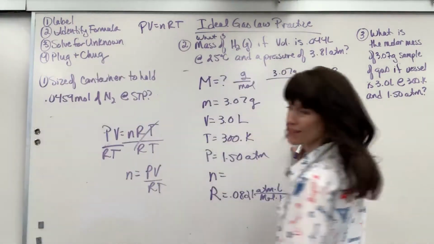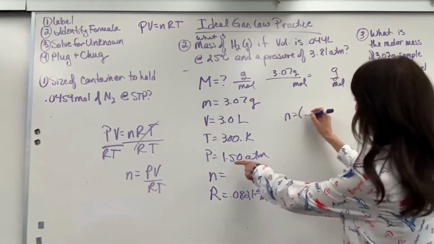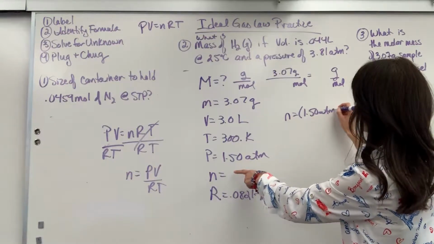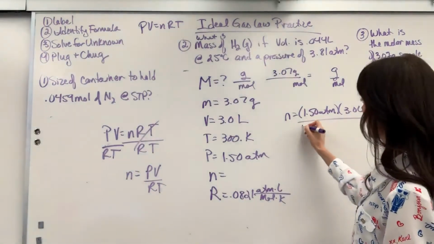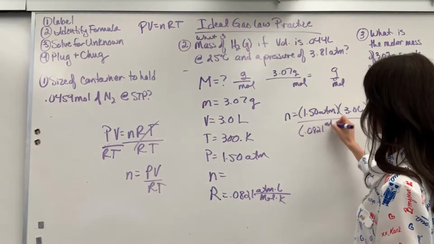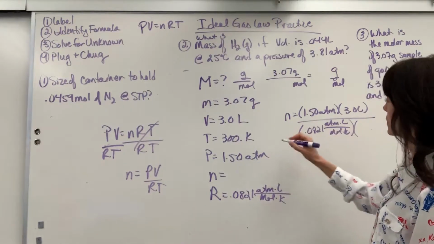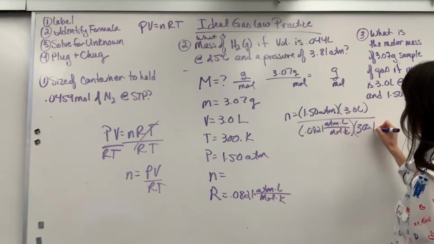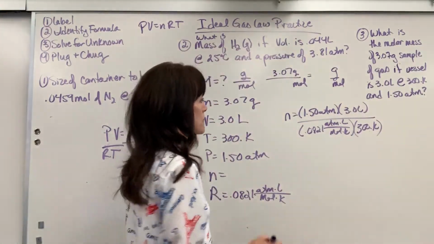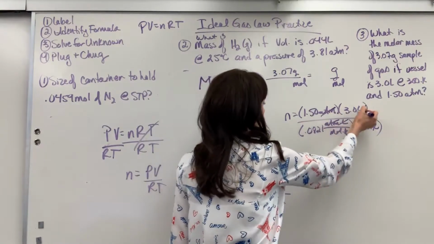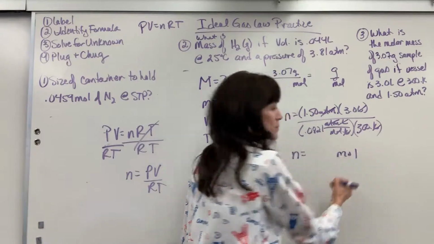So I'm going to come over here to plug these in. N is going to equal pressure, there it is, 1.5 ATM times the volume, 3 liters, divided by R, 0.0821 ATM times liter divided by mole times Kelvin times our temperature, which was 300 K. Let's look at the units, be sure everything cancels correctly. ATM cancels, liter cancels, Kelvin cancels, and there it is. We're going to be left with moles.